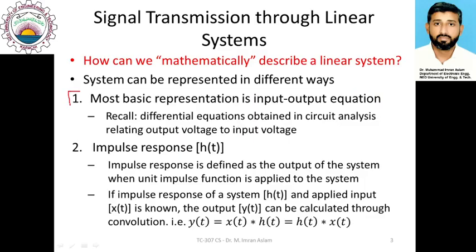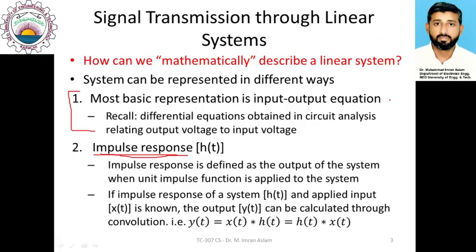As I mentioned, the most basic representation is this one, although for the analysis of communication systems we generally rely on another important representation, which is named impulse response. Remember that I am talking about a linear system, so whatever we discuss here is related to linear systems. For the time being we are ignoring any non-linearity that may be present in that system.